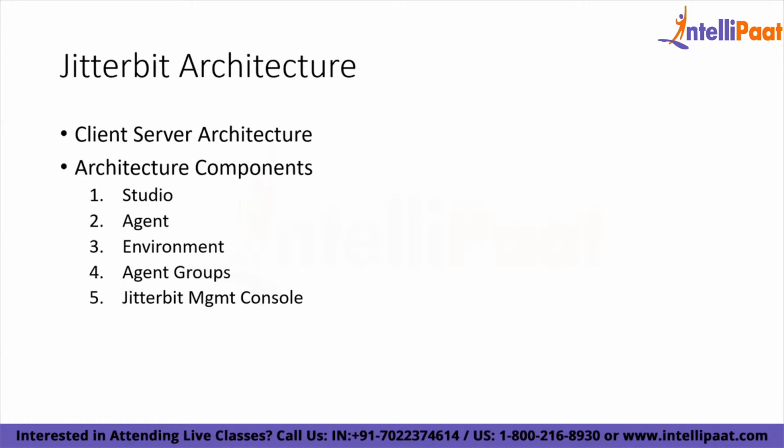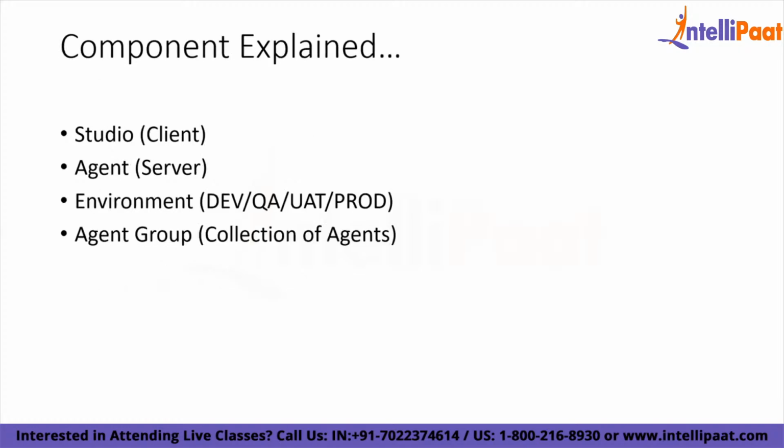So simply, the architecture components that we currently have are studio, agent, environment, agent groups, and JitterBit Management Console. These are the main five things that we would be dealing with here and there. You would be more clear on the next slide about these components. If I come to the components, studio is what you would be dealing with on the client, and the agent would be on your server.